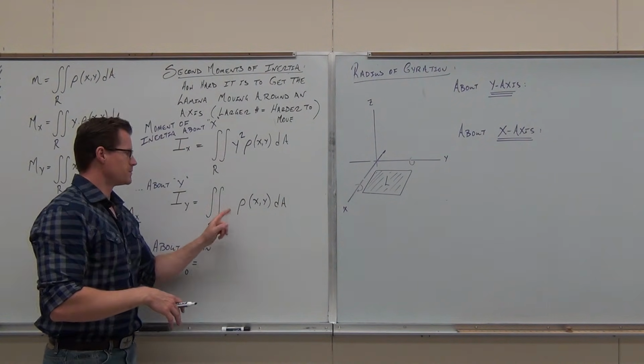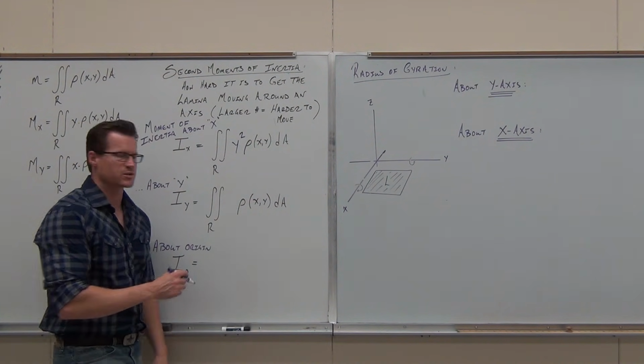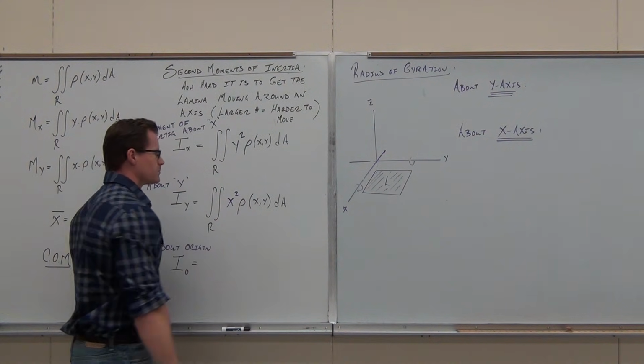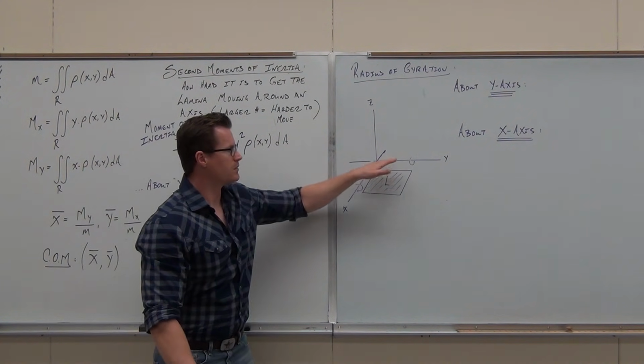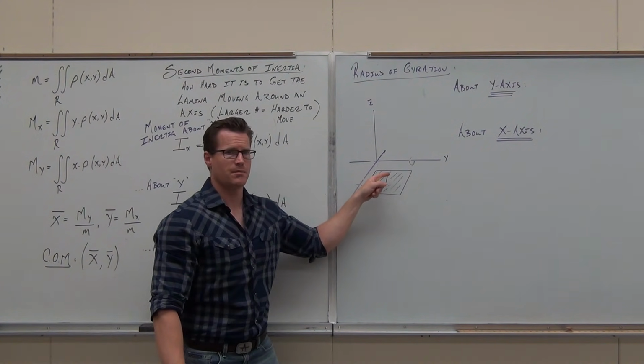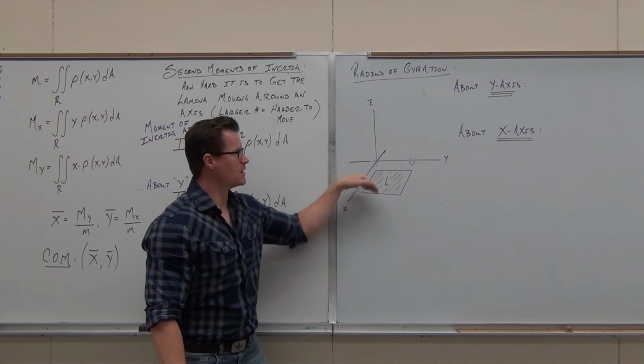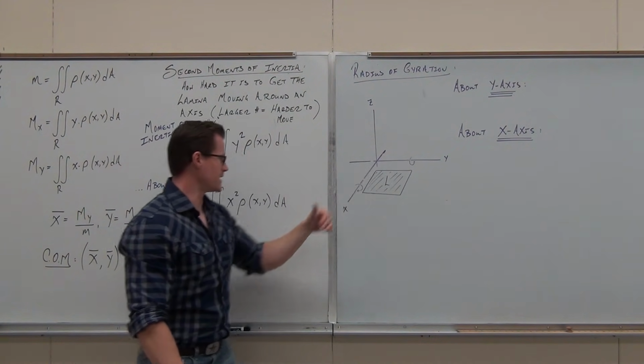what's this going to be? For the same reason as before, if you want to move around the y, it doesn't matter how the mass is distributed along the y, it matters how the mass is distributed along the x. So it's an x measurement, and we take x squared.